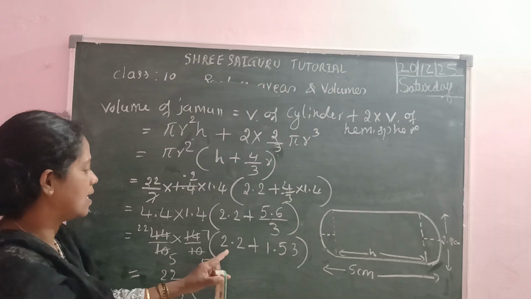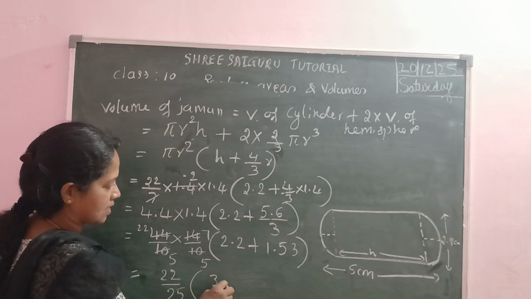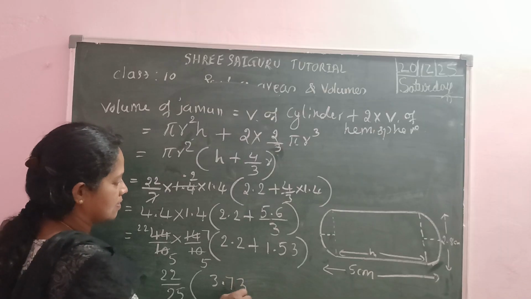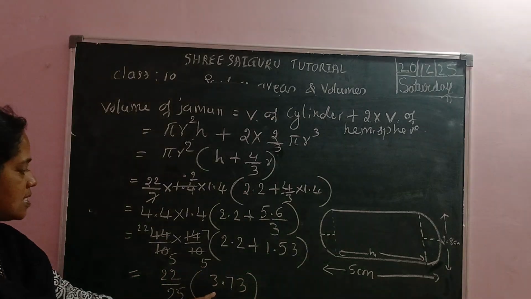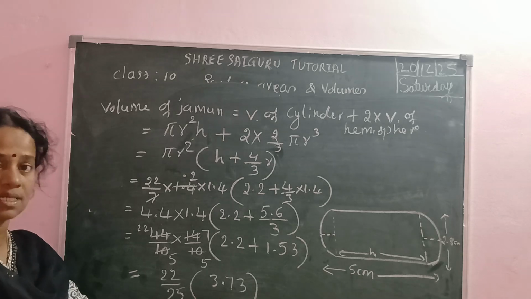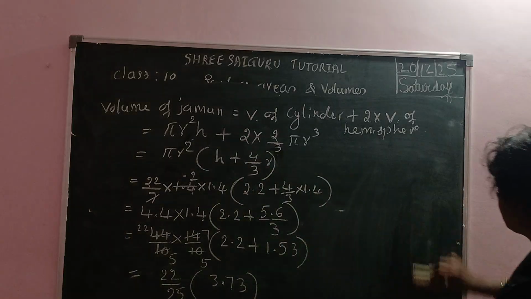Now we have to add these two numbers. We are getting 3 point how much? 3.73. Correct. It is 3.73. Then we have to simplify this calculation. Okay. I will rub this part. Continue.